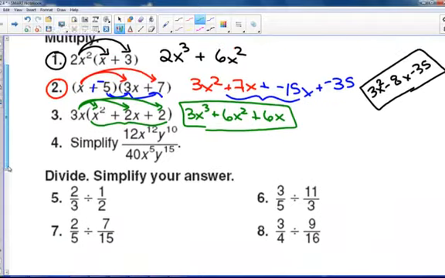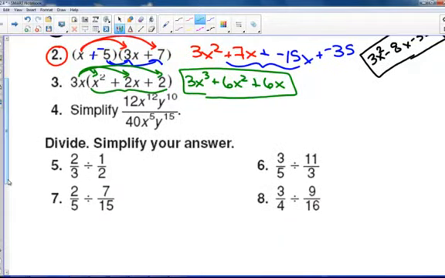Alright, now we're going to go through division, which is what we were doing yesterday. There's no pluses or minuses here, so you can reduce anything. 12 and 40, I know a 4 goes into both of those, so I'm going to divide each of those by 4. So in the numerator, I'll have a 3 left over, and in the denominator, I'll have a 10 left over. Now I'm going to look at my x's.